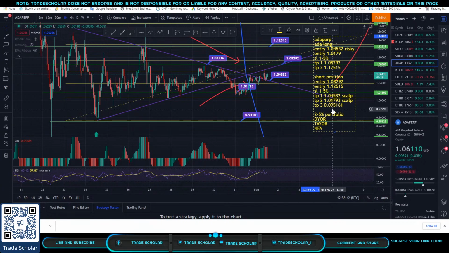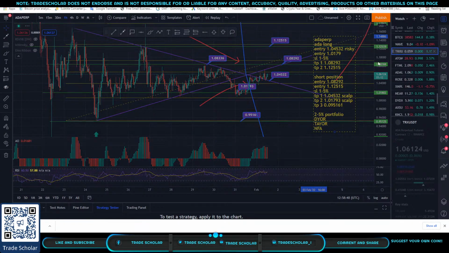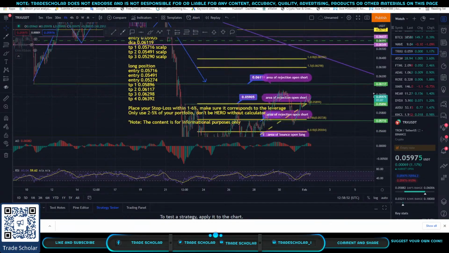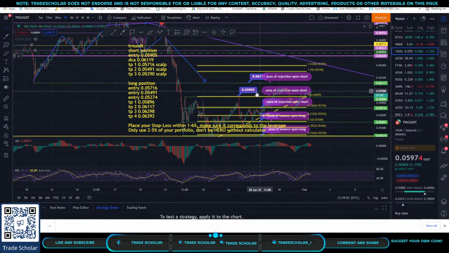Okay, let's check TRX. There is our TRX. How is it doing? It did work with our long position and also our short position. Okay, area of rejection.